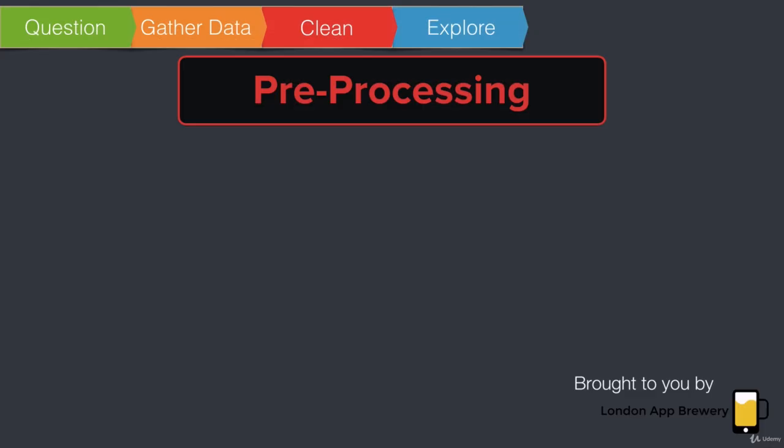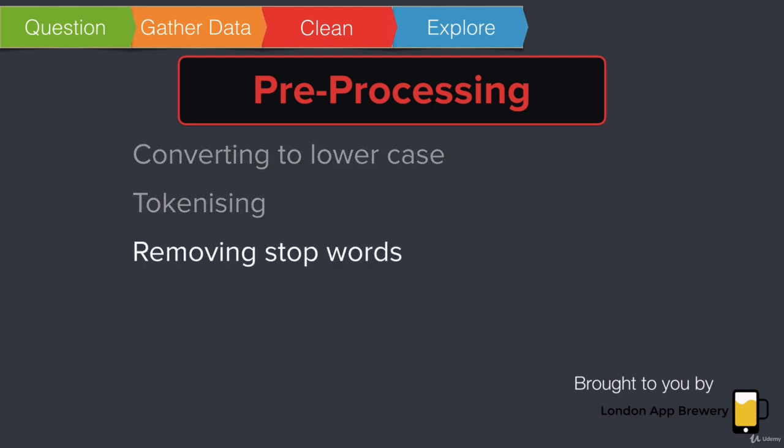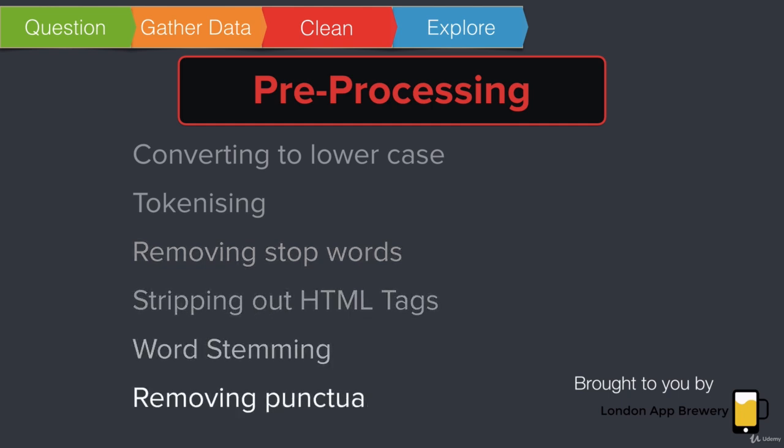All right, so we've covered quite a few of the pre-processing steps already. We've covered how to convert to lowercase, we've covered tokenizing, and removing stop words. We still have to learn how to strip out HTML tags and do the word stemming and remove the punctuation. The word stemming and the punctuation removal is what I'm going to cover next. So I'll see you in the next lesson.